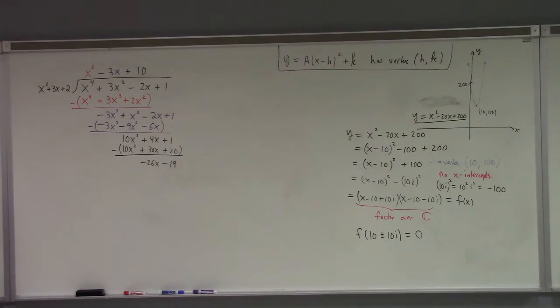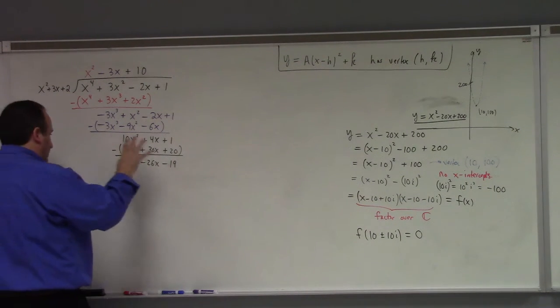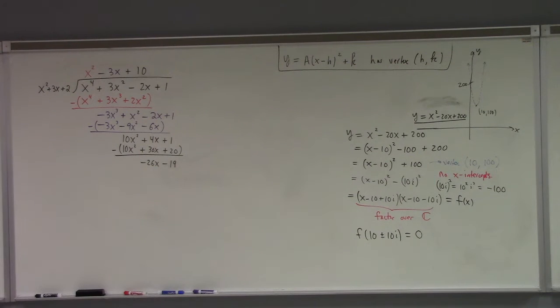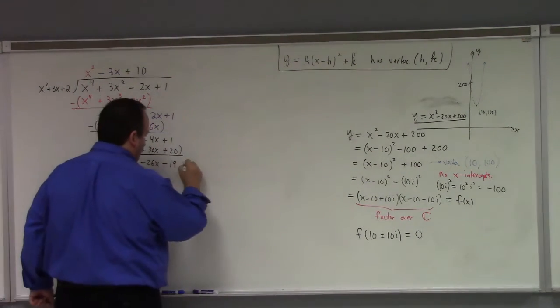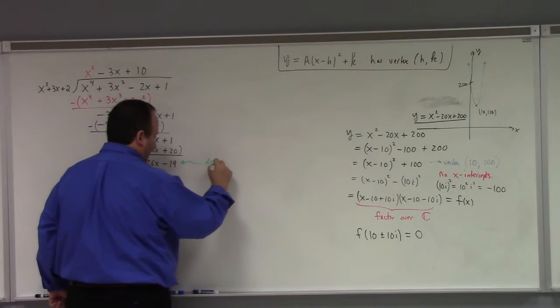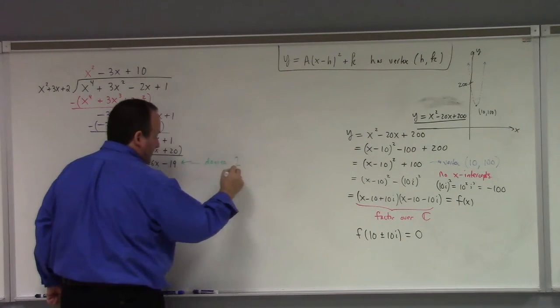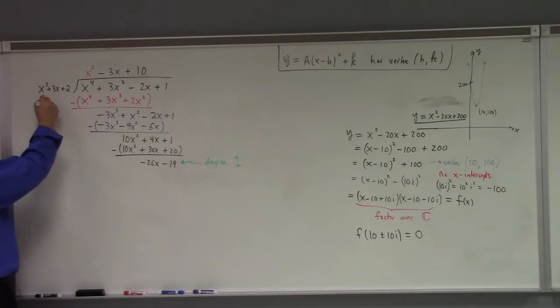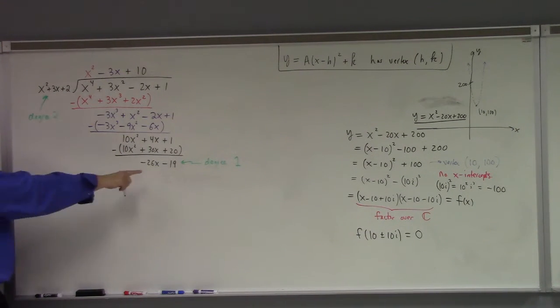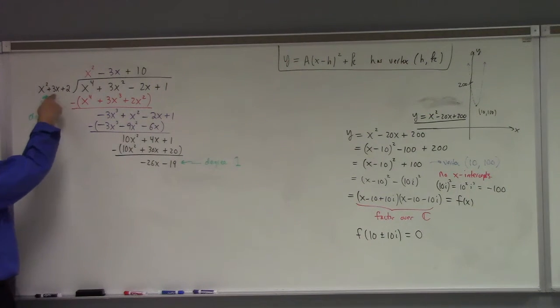And at this point, we're done with the long division, because long division stops here because of the degree of the remainder. The degree is what? Degree 1. What's our divisor? Degree 2, right? Once the remainder has smaller degree than the divisor, you're done.